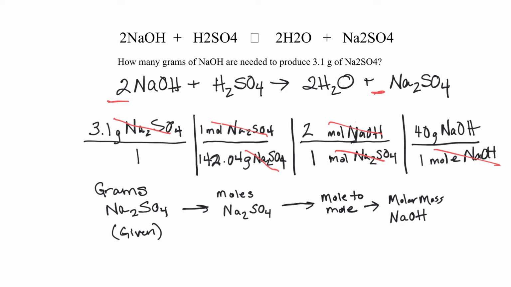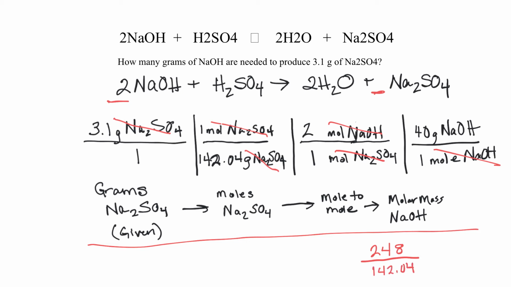And so if we multiply through 3.1 times 2 times 40, we're going to get 248, and then we're going to divide by 142.04, and remember this is grams of NaOH, and our final answer is going to be 1.75 grams of NaOH. Okay? All right. So let's move on.